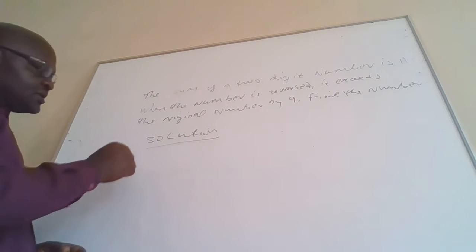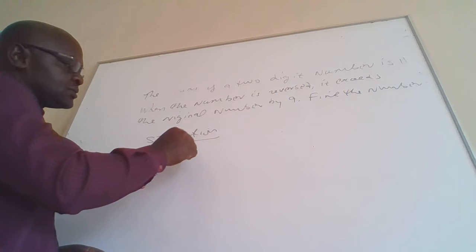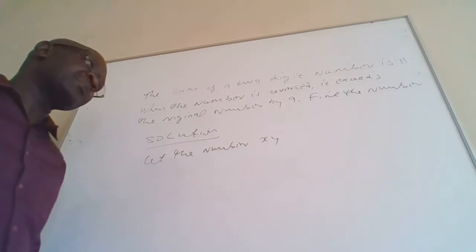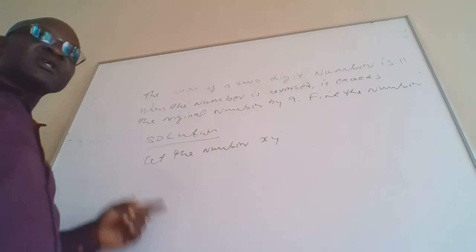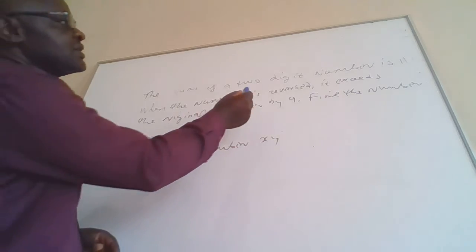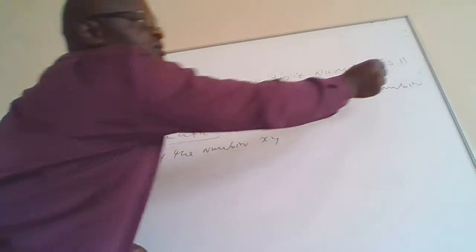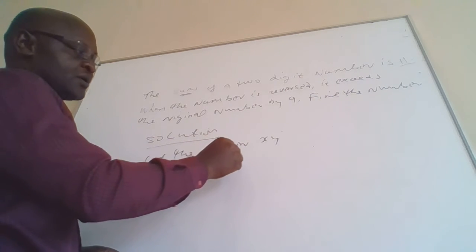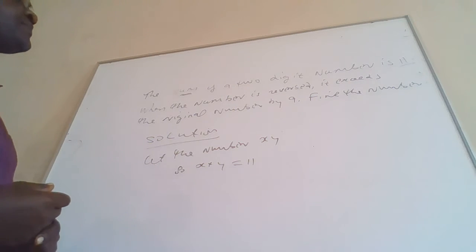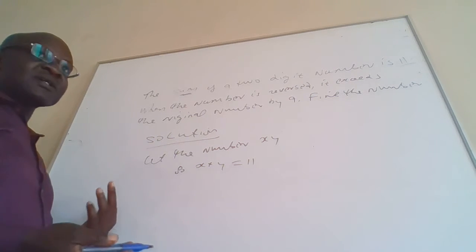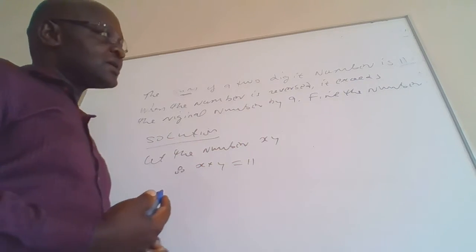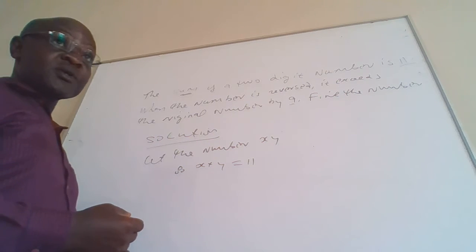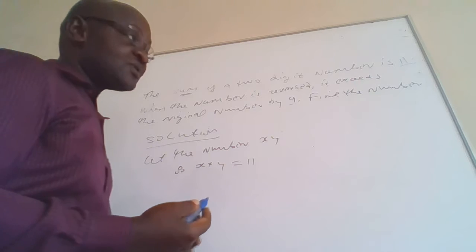We shall let the number be xy, and when you take x plus y, the sum of the digits of this two-digit number is 11. Therefore, x plus y must give us 11. And they are saying that when the number is reversed, it exceeds the original number by 9. Now, when we reverse this number, we are going to use the place values of these numbers.